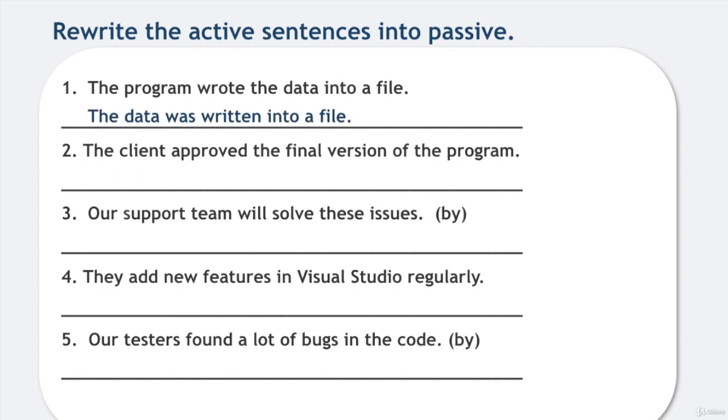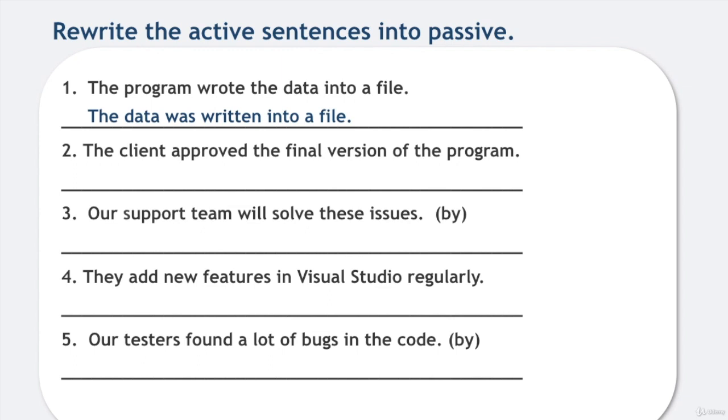All right. The program wrote the data into a file is the active sentence, and the passive will be: the data was written into a file. Remember that if you see the past simple tense in the active sentence, which is the word wrote, you have to use the past simple of the verb to be. And this is what we have. The data was written into a file.